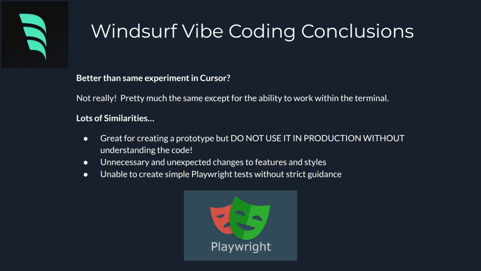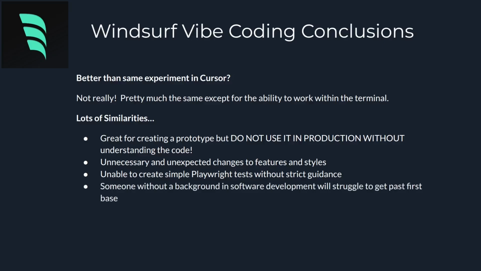We were able to go through a couple of tests and guide it along to change the selectors, but again, don't assume anything. You have to really understand your code, you have to understand how selectors work, you have to really nudge this and sometimes force it to do the correct job. And again, someone without a background in software development is really going to struggle to get past first base.